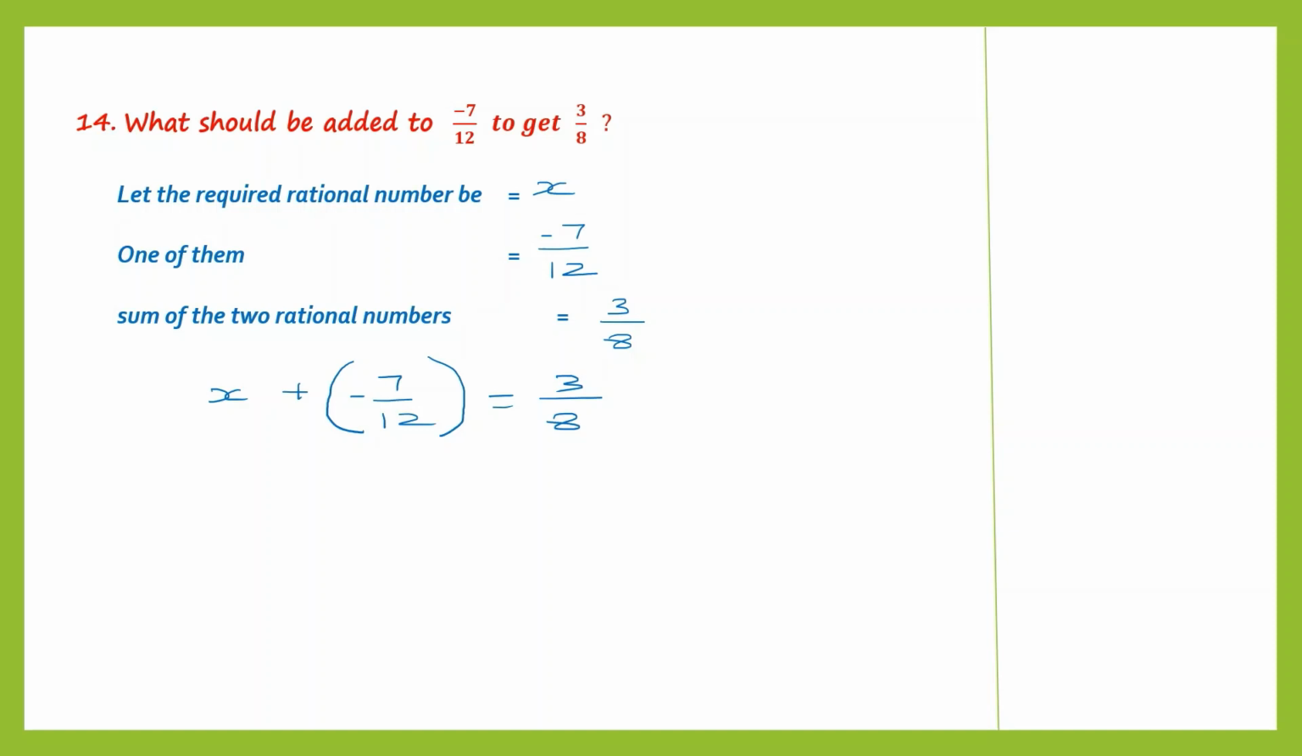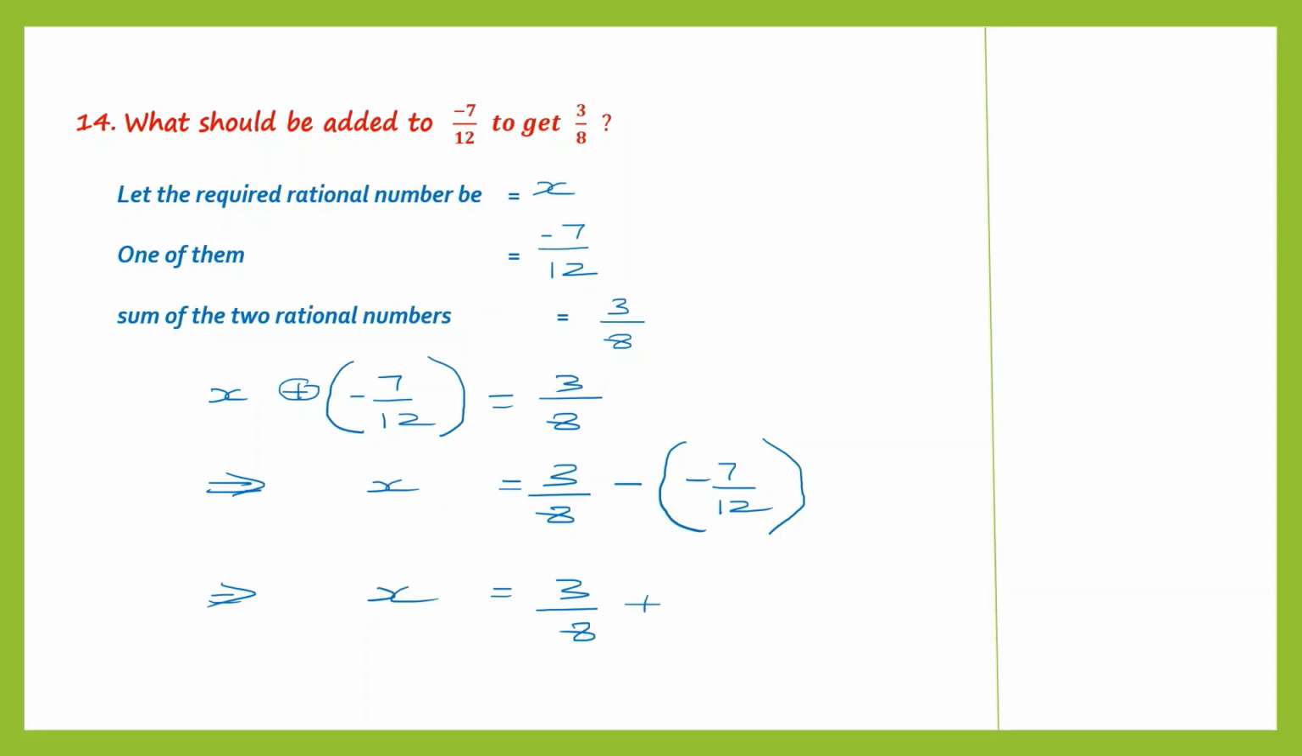Now to find the value of x, we are going to write 3 by 8 as it is. And this plus sign will now change to minus. And in brackets, we already have minus 7 by 12. Now let's remove the brackets here. So this is continuing to be x. X will be equal to 3 by 8. And we're going to remove the brackets. Before the bracket, we have a minus sign. That means minus 7 by 12 will now become plus 7 by 12.